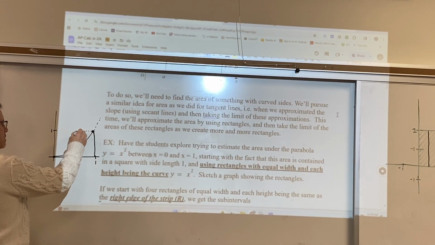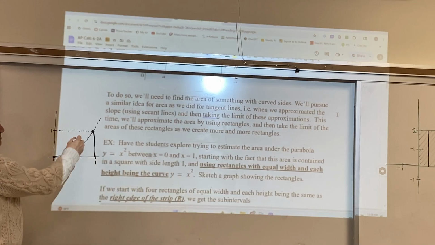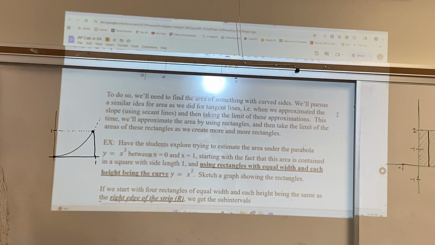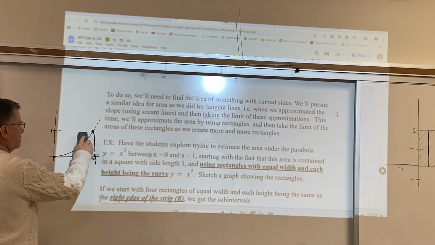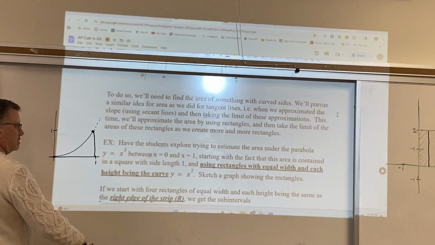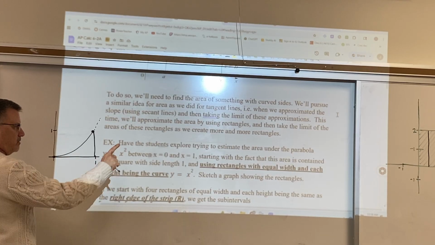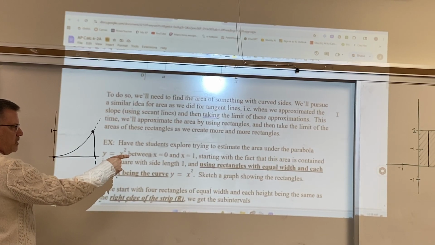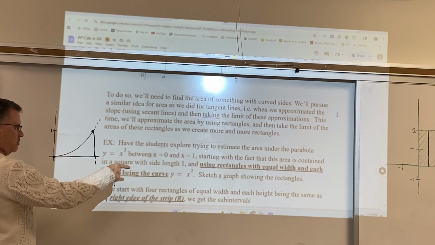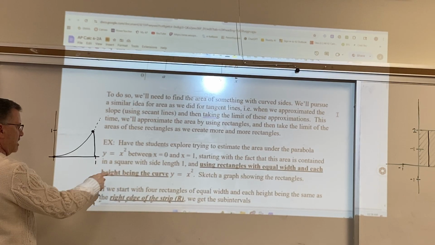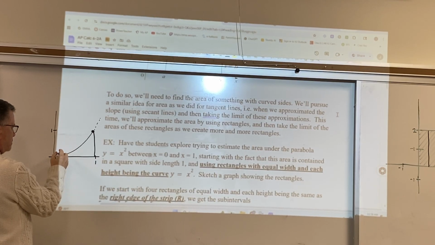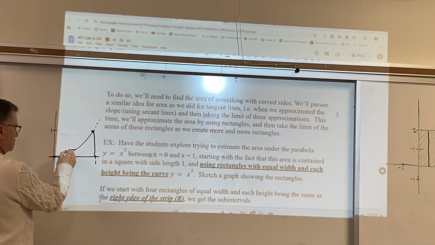If I just want to do one rectangle, that's going to be a big overestimate, though, right? Why don't I cut the square in two? Whenever I add more rectangles, I want to make sure that they're equal width, and the height is going to be somewhere on the curve. So maybe I do 2 rectangles.